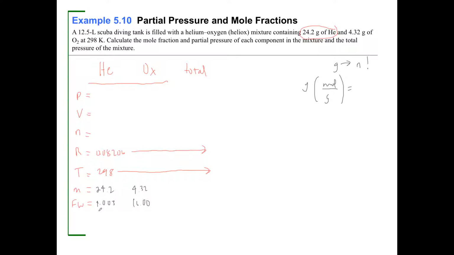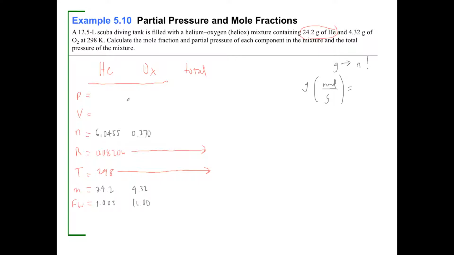24.2 divided by 4.003 is equal to 6.0455. And 4.32 divided by 16 is equal to 0.27. Is that possible? 0.270. Yeah, look at this. Yeah, it is, because 4 and 32 are sort of multiples of 16 or factors of 16 or something like that. That makes sense. And even 0.27. And also, there's a lot less oxygen than helium, and it's a lot bigger. So yeah, that makes sense.